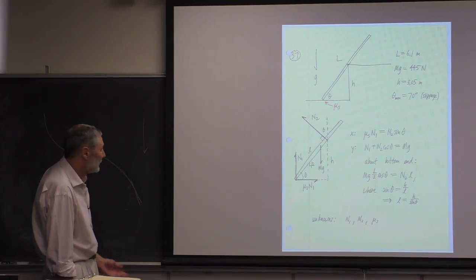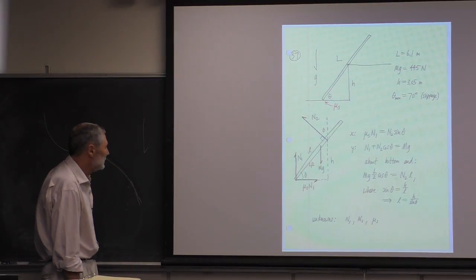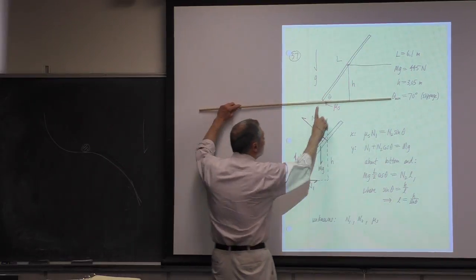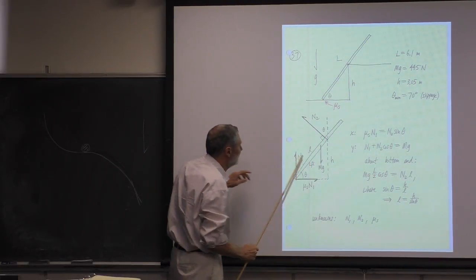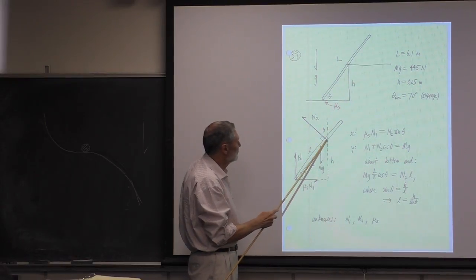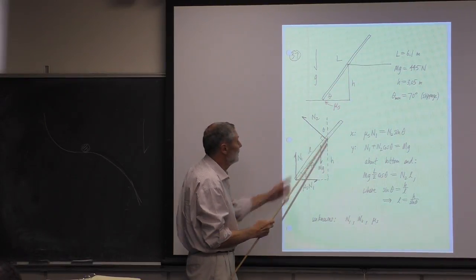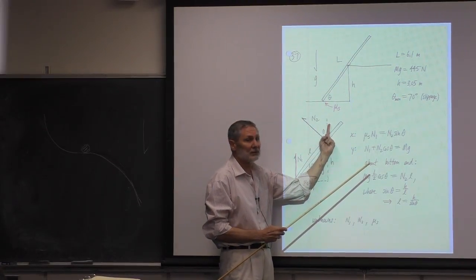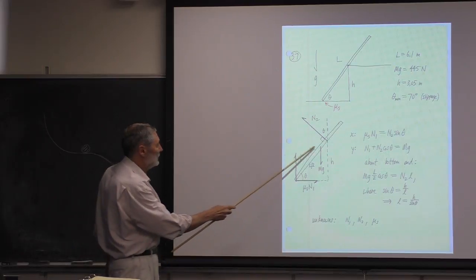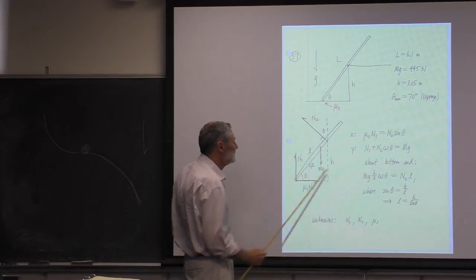Y forces: looks like three forces in the y direction here. N1, the surface here, exerts an upward normal force. N2 times the cosine of zeta will be the upward force here. And the sum of those has to balance the weight, mg. So we get this.